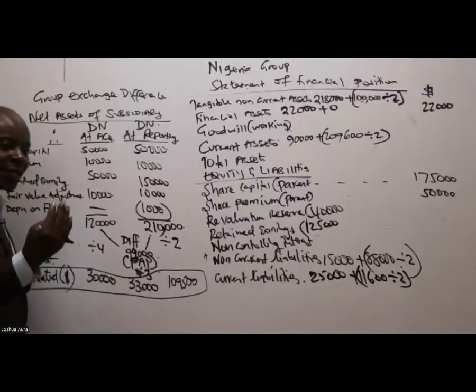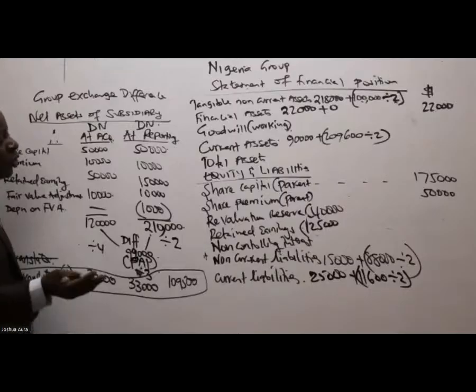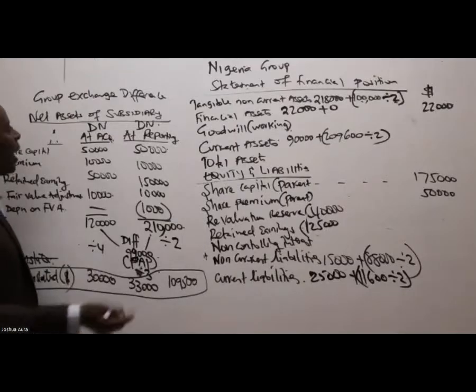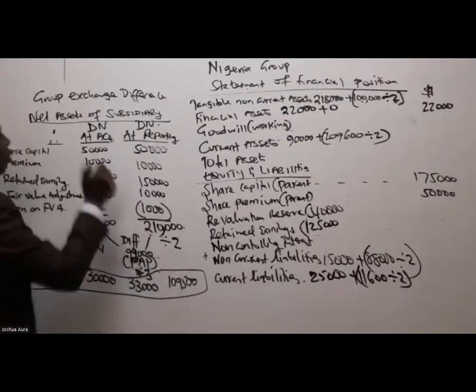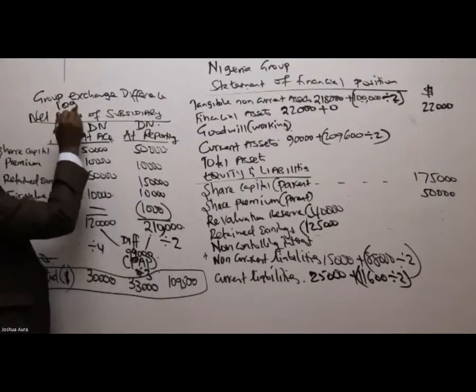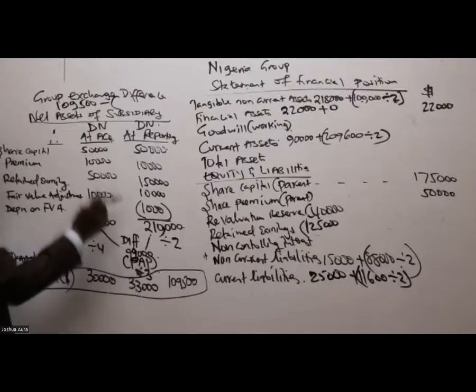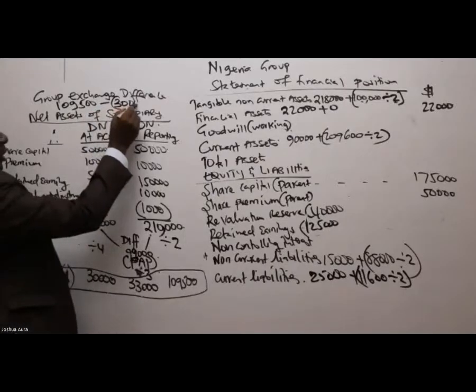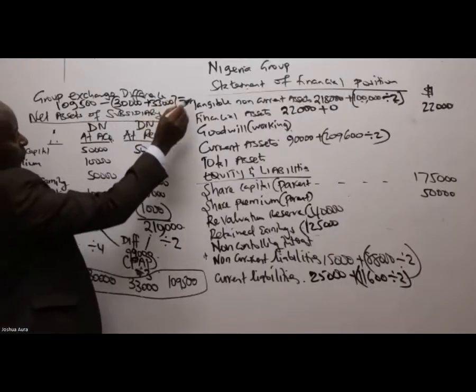That is an exchange gain. So then how do we get this group exchange difference? I will take the closing, 109,500, and subtract the sum of these two. So we are talking of 30,000 plus 33,000. Could you kindly give me this figure?